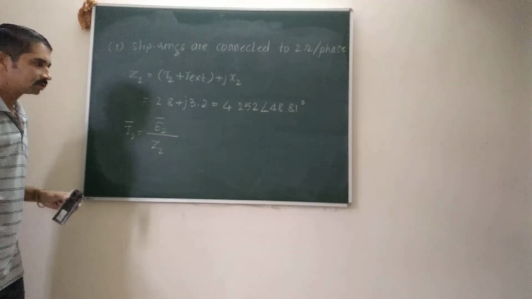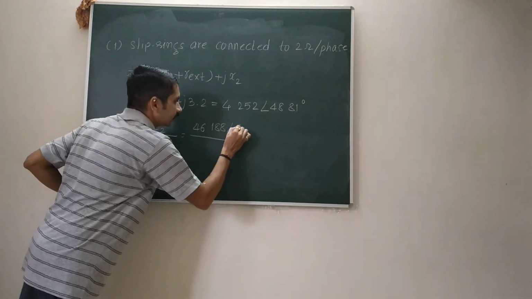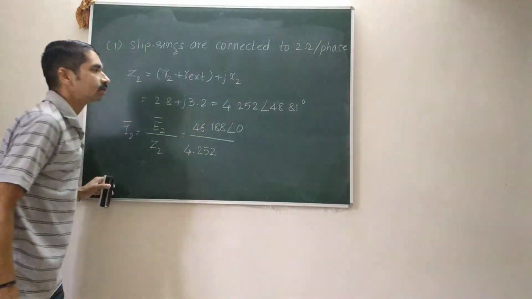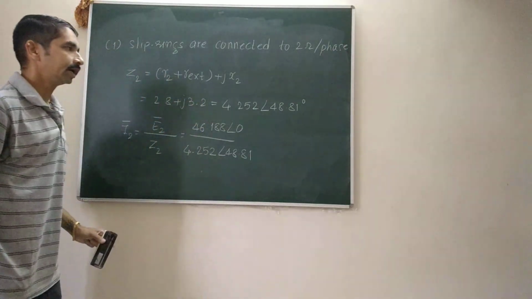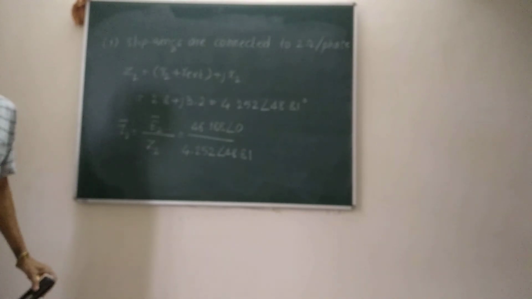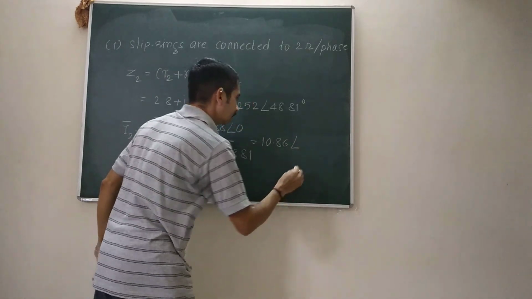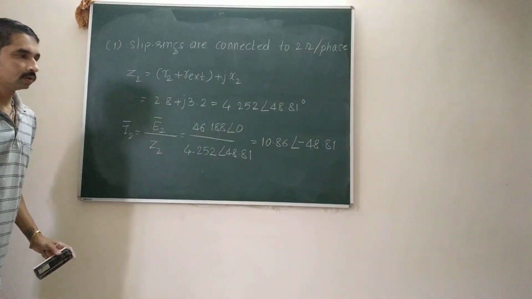Then I2 bar is E2 bar upon this new value of the rotor circuit impedance. So it will be 46.188 at an angle 0 divided by 4.252 at an angle 48.81. If I solve it, you will get the answer as 10.86 at an angle minus 48.81. Unit will be amperes.